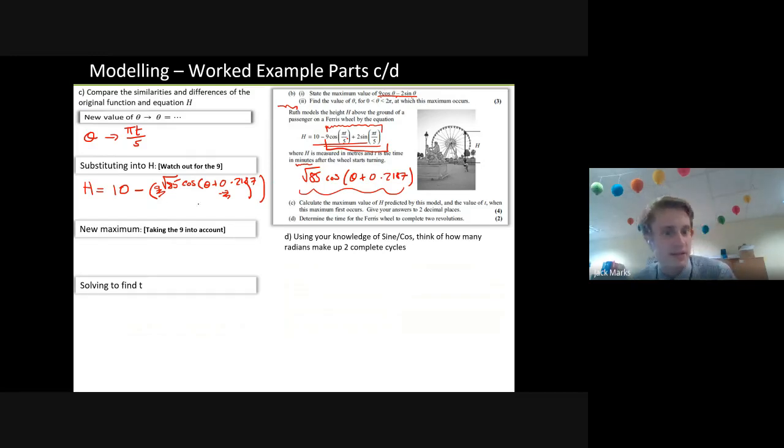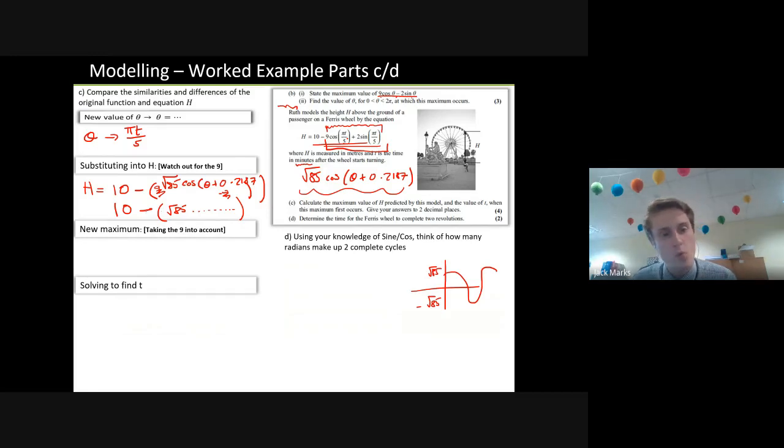And you might sort of think, well, that doesn't look very nice, but actually it's much better because before it was about cos and sine, and now it's just about cos. So you can do something with this, okay? Now, what's the new maximum? So we're doing 10 minus this root 85. Well, again, it's the cos graph, and it's been stretched. So its new range is between root 85 and negative root 85.